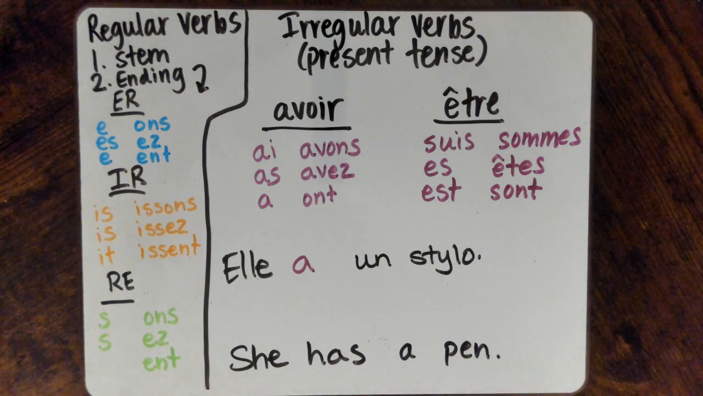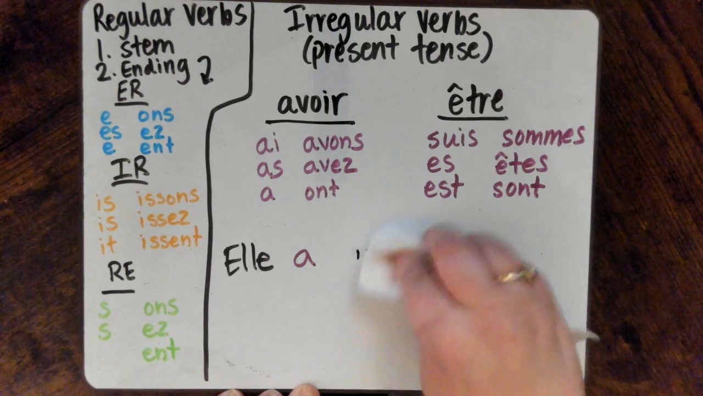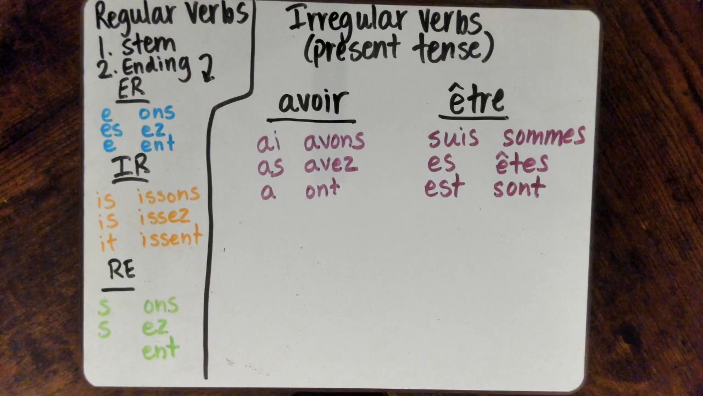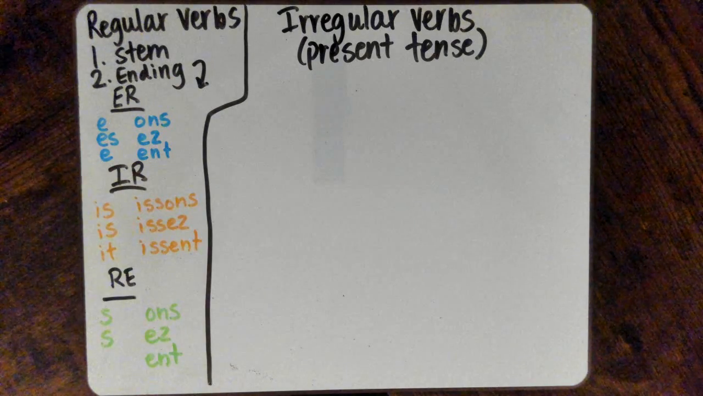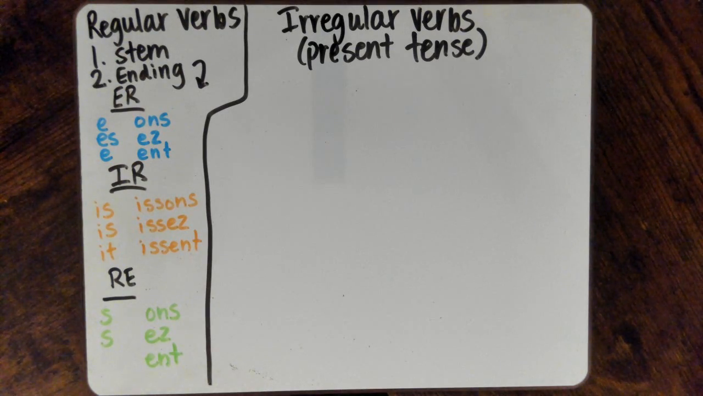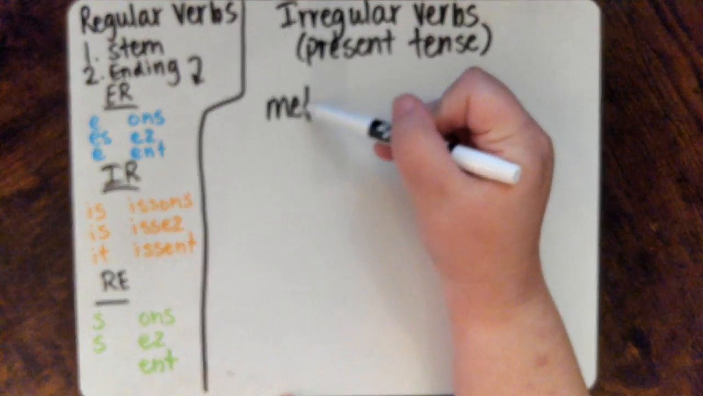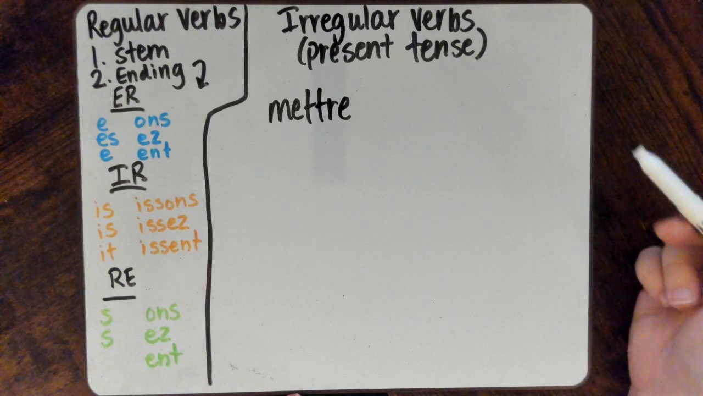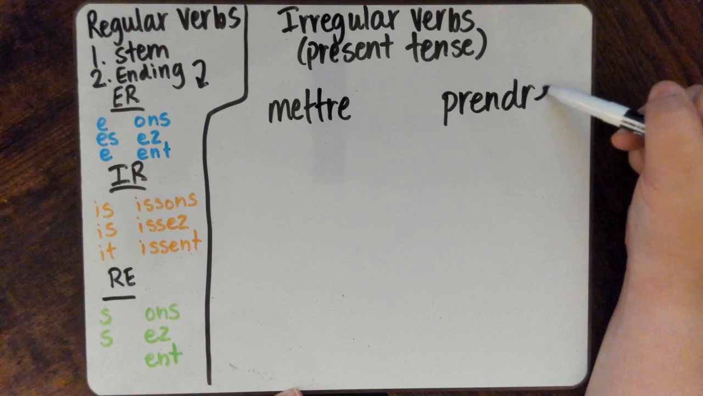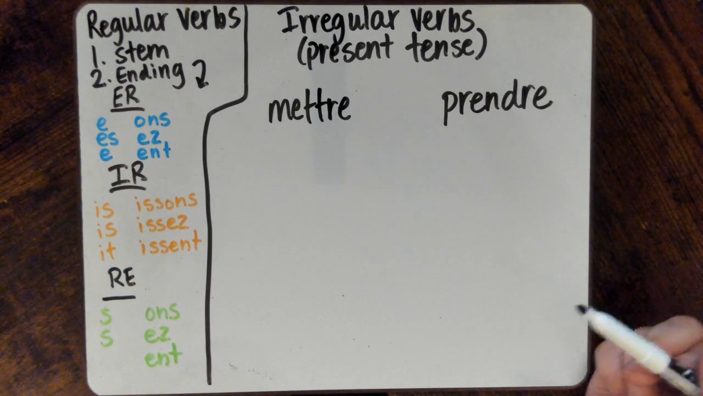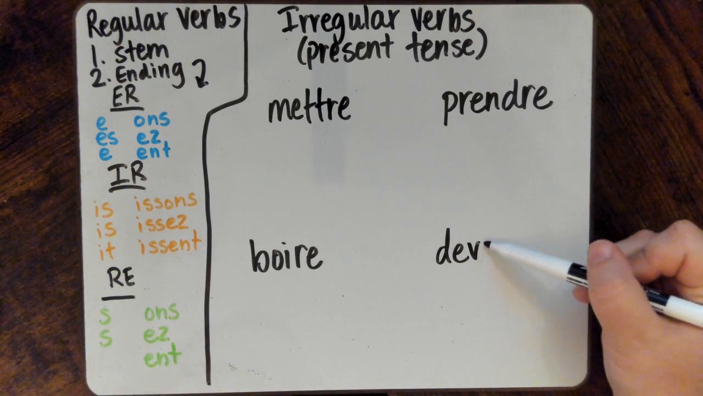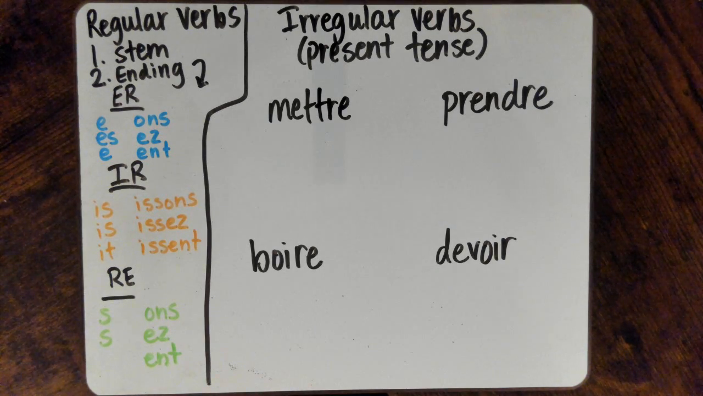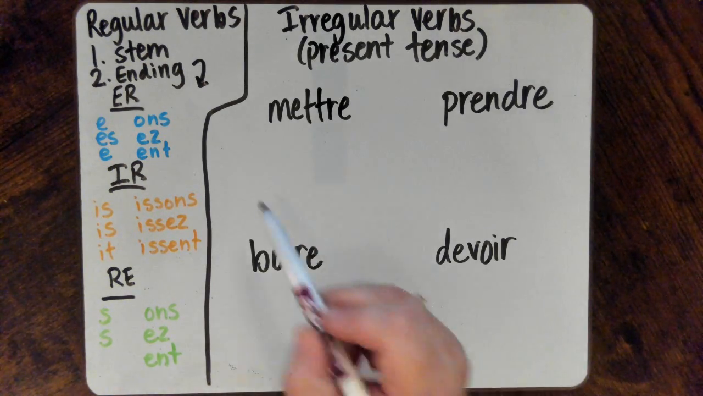Okay. Now we're going to try conjugating some other irregular verbs that are pretty common. We have mettre, which means to put or to put on, and prendre, which means to take, and we have boire, which means to drink, and devoir, which means to have to do something. It's like to need to do something. And again, just like the other ones, these are irregular, so there's no stem and there's no ending. You just have to memorize them.